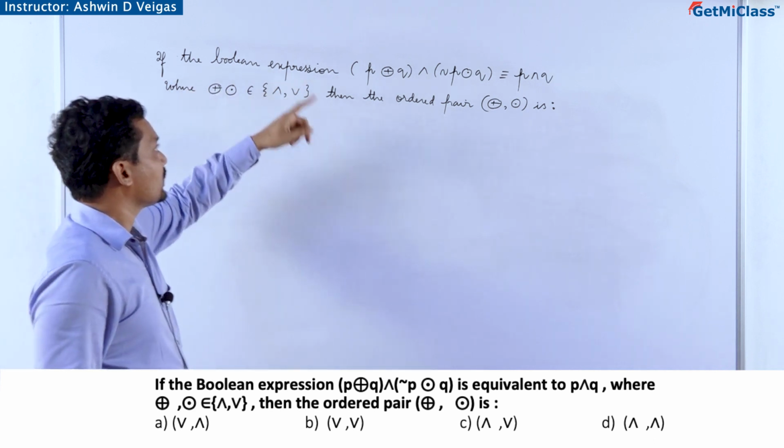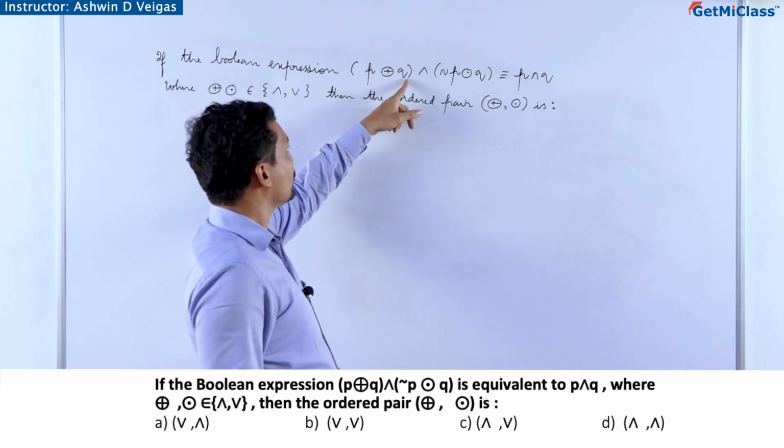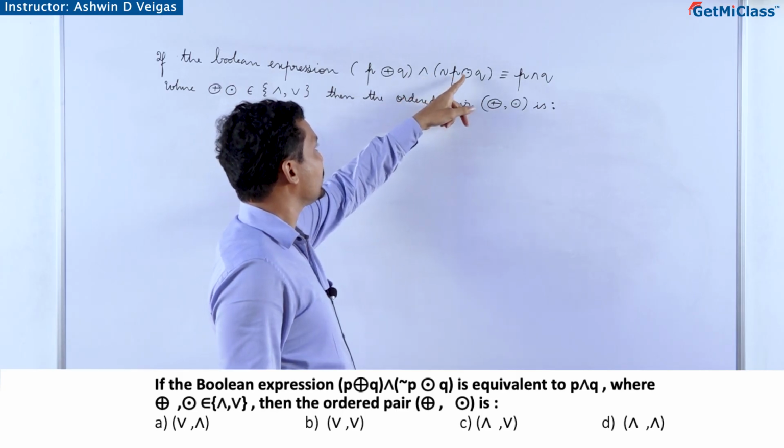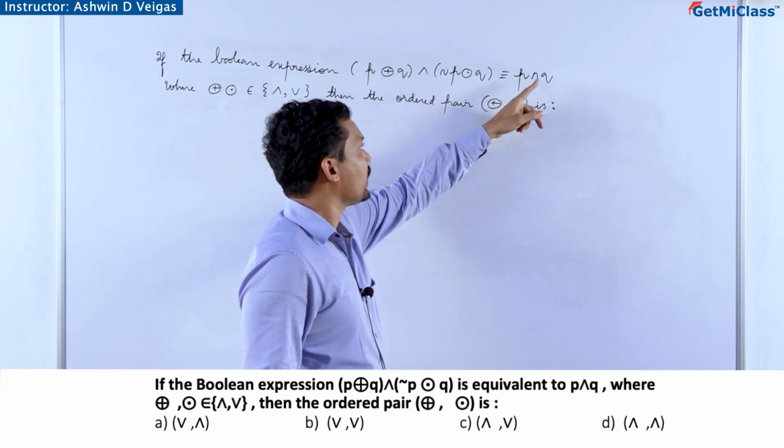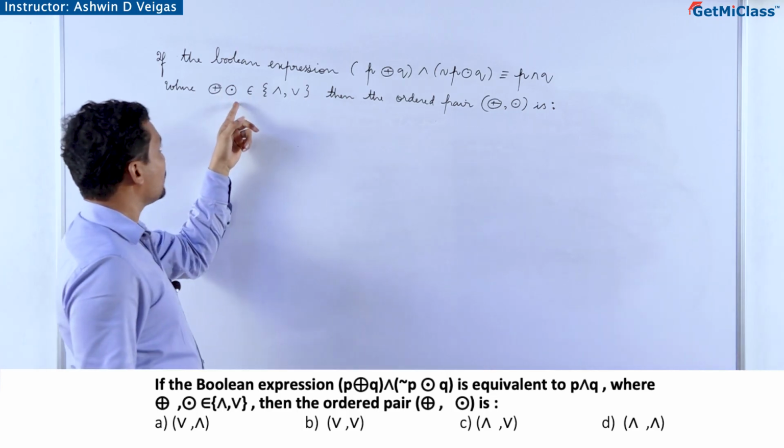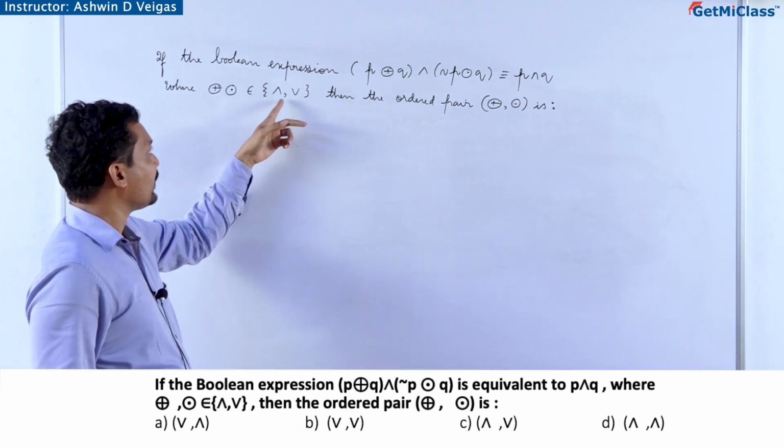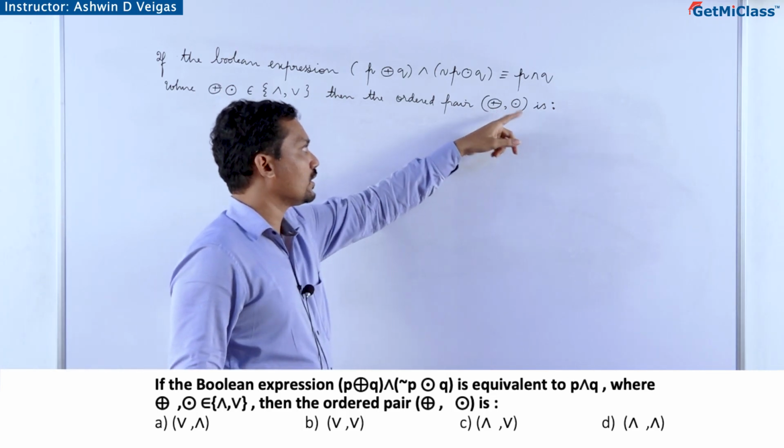If the Boolean expression P ⊙ Q and negation P ⊙ Q is equal to P and Q, where these symbols belong to {and, or}, then what is this ordered pair?